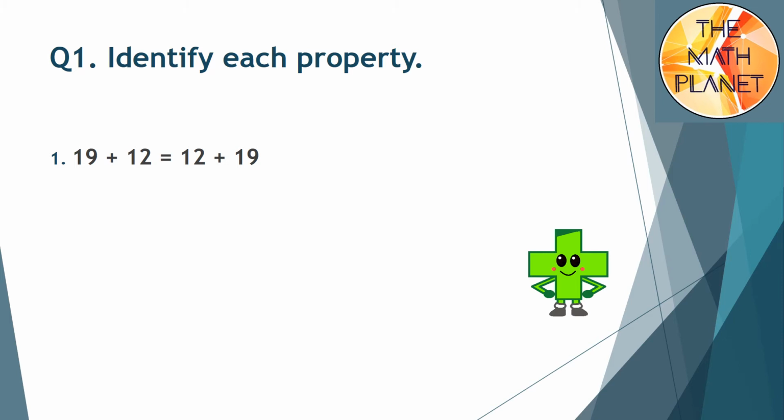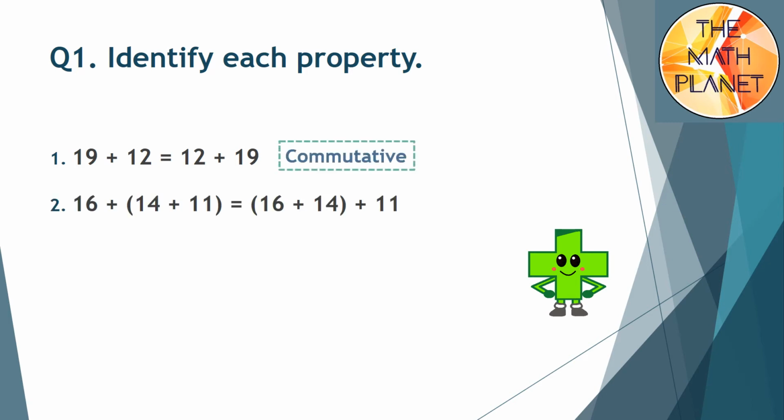Number 1. 19 plus 12 equals 12 plus 19. What do you notice here? We notice that we can add numbers in any order. So this must be the commutative property. Number 2, you will notice that we have 3 numbers to add and we group them in different ways. So this must be the associative property.